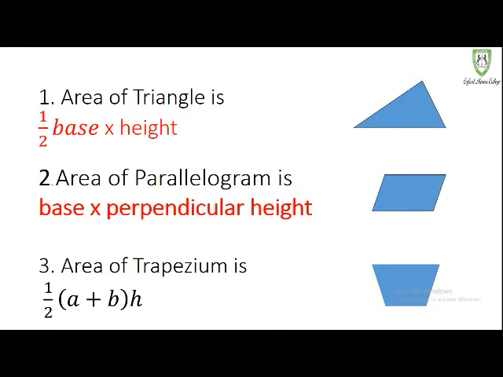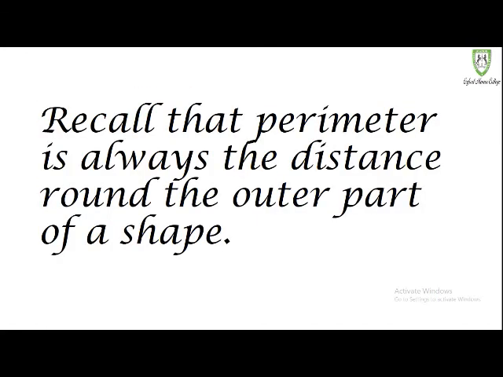Area of a parallelogram is base times perpendicular height, and area of a trapezium is half into the sum of the two parallel sides times the perpendicular height. Okay, recall that perimeter is always the distance around the outer part of a shape.